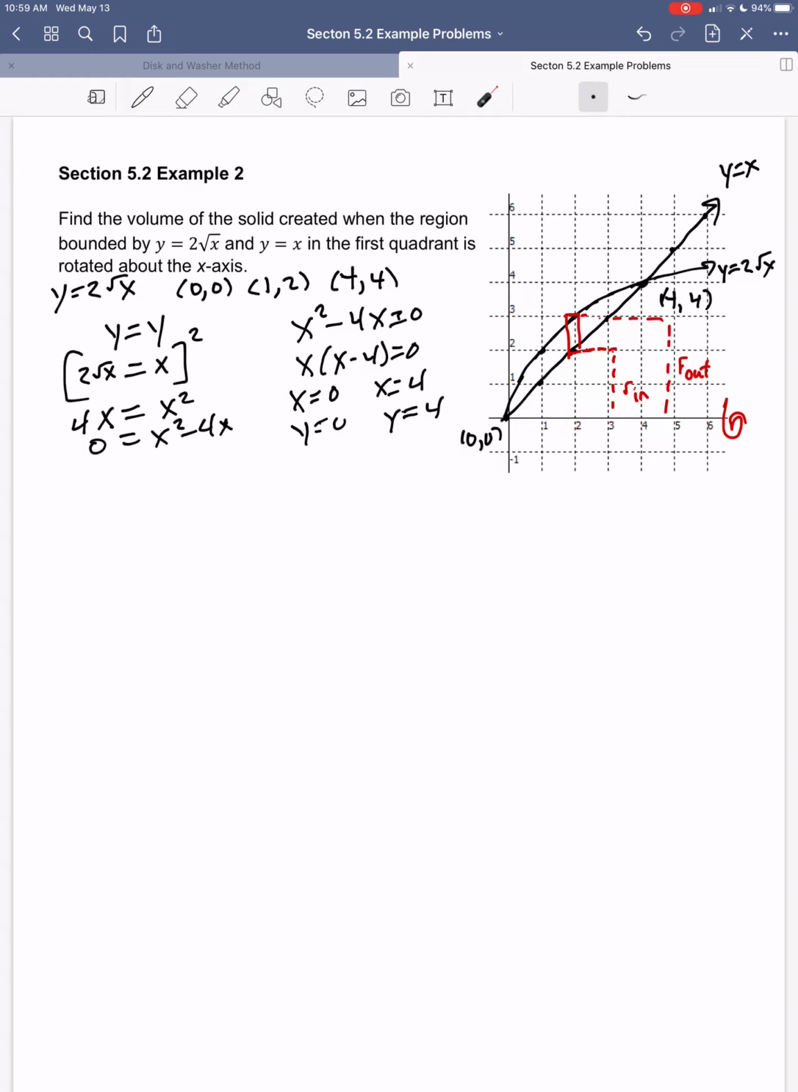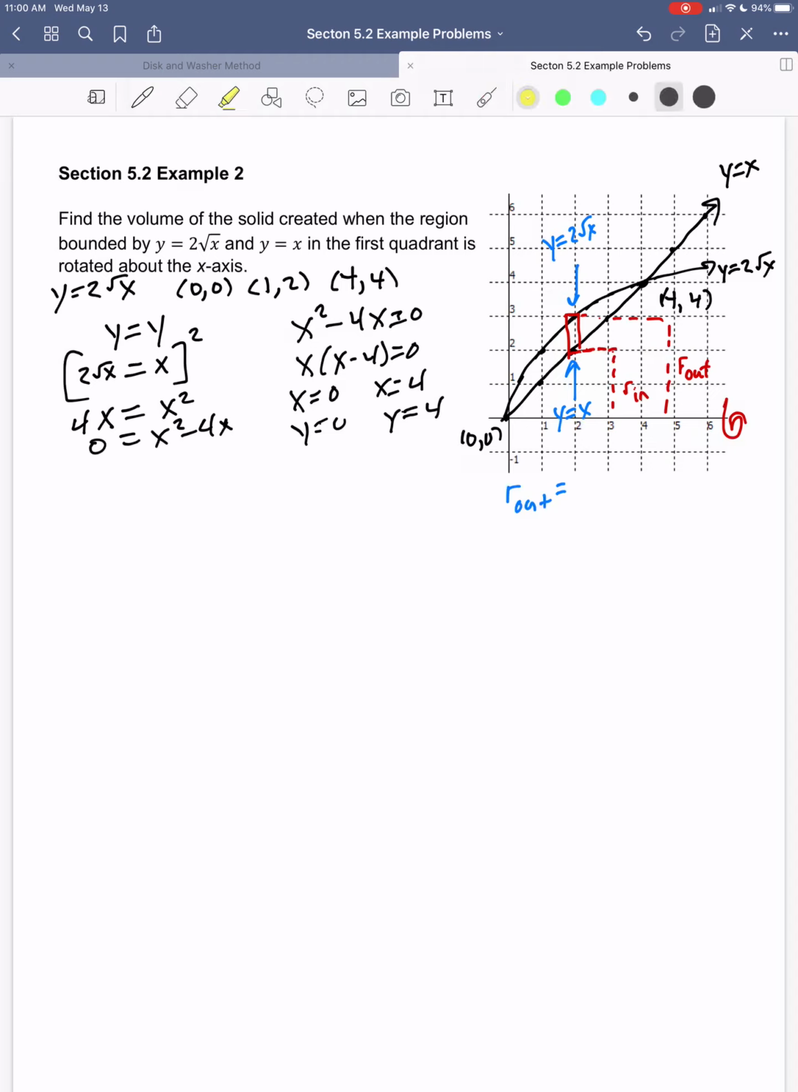Now, how do I find those? Well, what kind of a rectangle is this? It's a vertical rectangle. So I have to subtract the y-coordinate on the top minus the y-coordinate on the bottom. And so the y-coordinate on the top here, that's on the square root graph. So this top is y equals 2 square root of x. The y-coordinate on the bottom is on the line, so that's y equals x. So what I've got here, my outer radius is the distance from the top to the axis of symmetry.